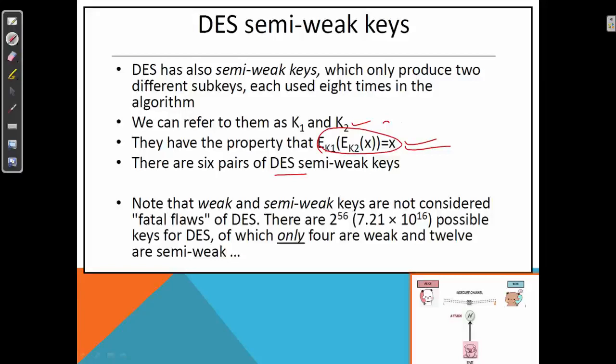Note that weak and semi-weak keys are not considered fatal flaws of DES, because there are 2 raised to the power 56 possible keys, out of which only 4 are weak and 12 are semi-weak. This is a huge number. So those 16 weak and semi-weak keys do not cause a fatal flaw, but we should avoid generating such keys. So this is one thing about the keys.